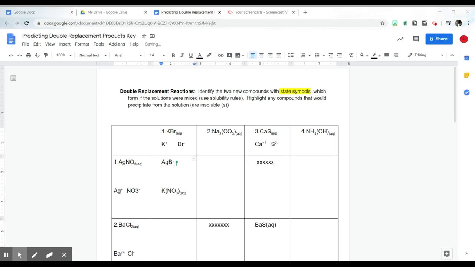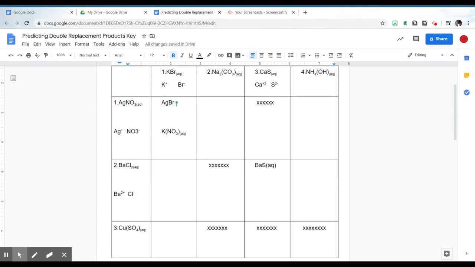Okay, by now you should have watched the double replacement reaction video that goes over how to predict our products and if they're soluble or insoluble. And here's our worksheet we're going to practice. We have a grid here. Here's silver nitrate. It's going to mix with potassium bromide. Notice I wrote in the charges to remind you to crisscross your charges.